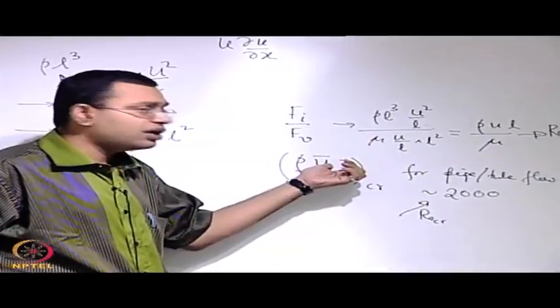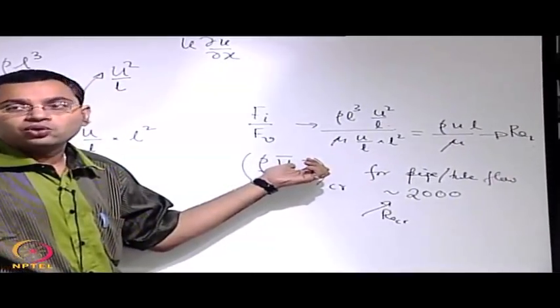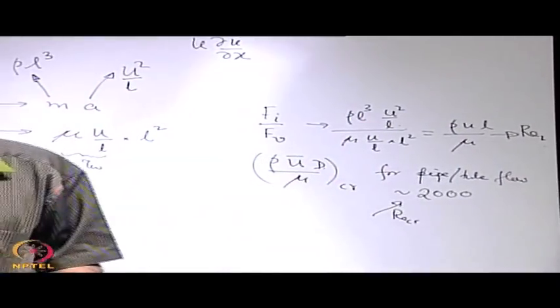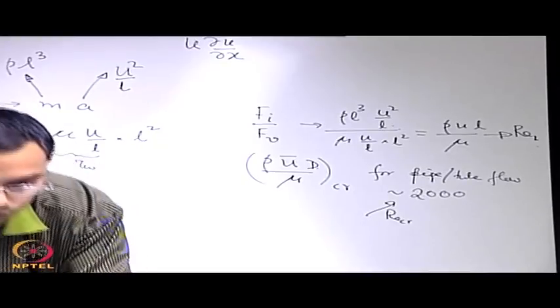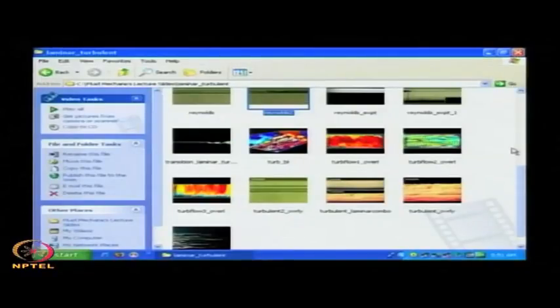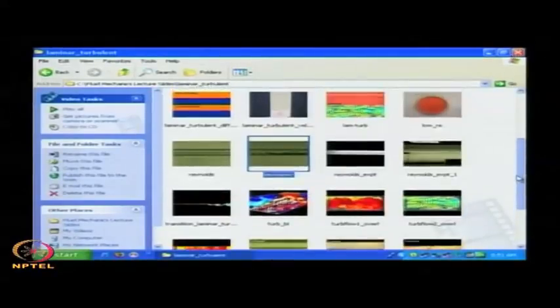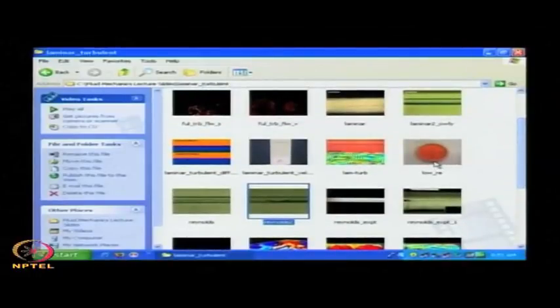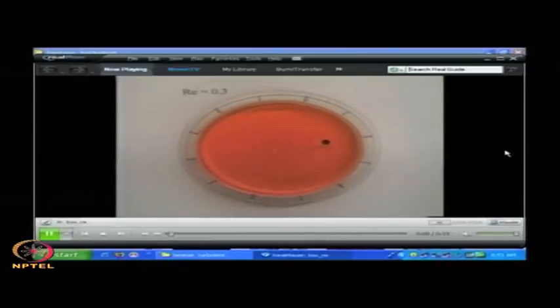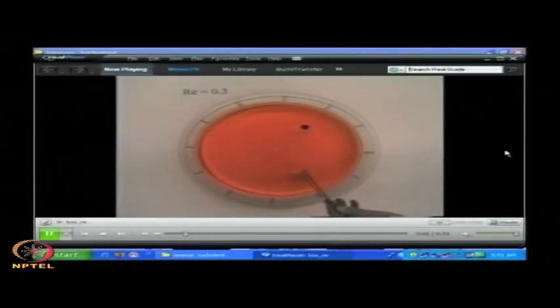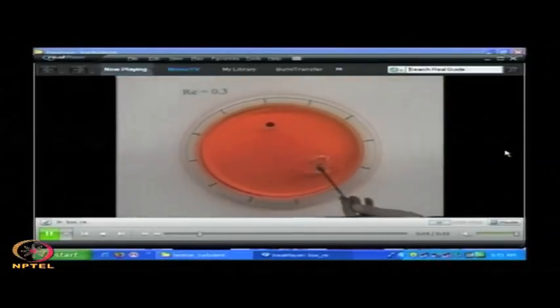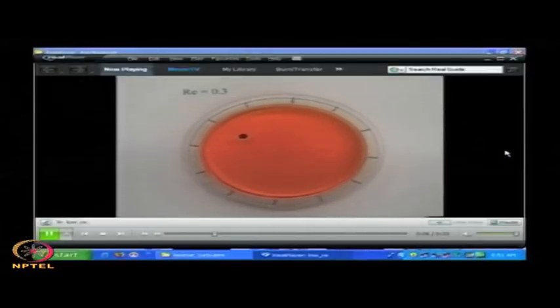So if you have very low velocities, obviously the Reynolds number will be low, and let us see what happens to that. So let us look into some cases where we are looking into the low Reynolds number possibilities. So this is an example with Reynolds number equal to 0.3.